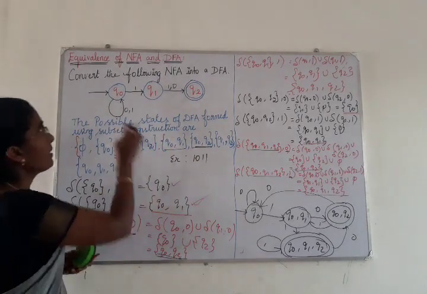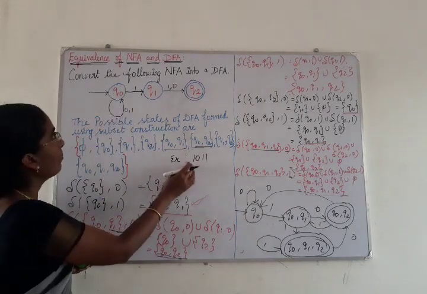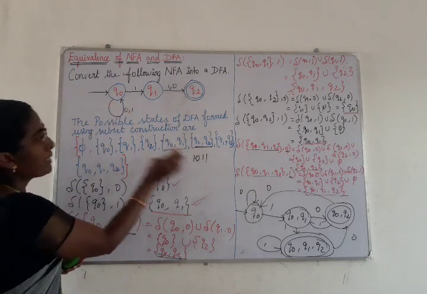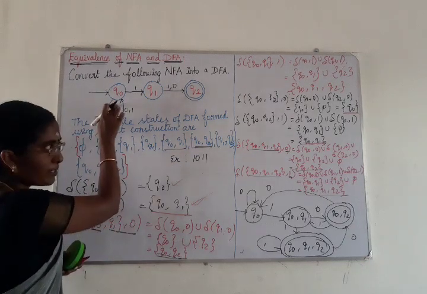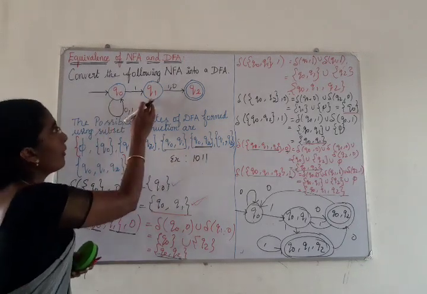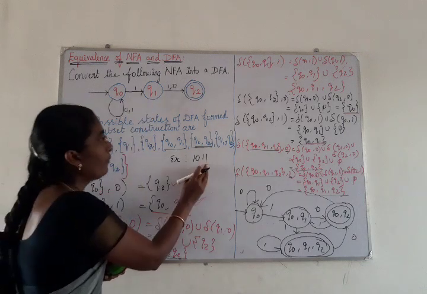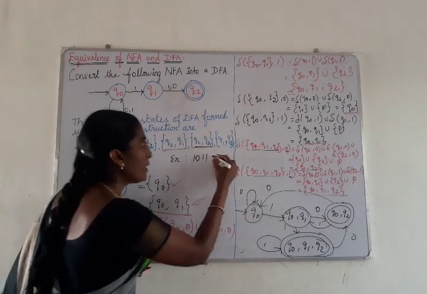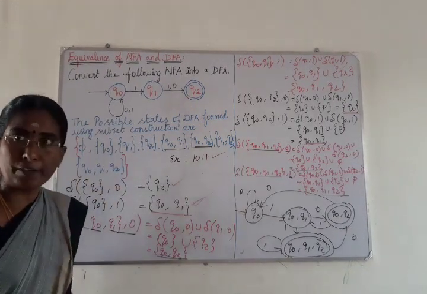Right? So we have to consider the self transition for the first symbol 1. For the first 1 it is making a self transition, and for the second symbol 0 also again a self transition. For the third one it is moving from Q0 to Q1, and for the fourth one again it is moving from Q1 to Q2. So this is an accepted string for the NFA.